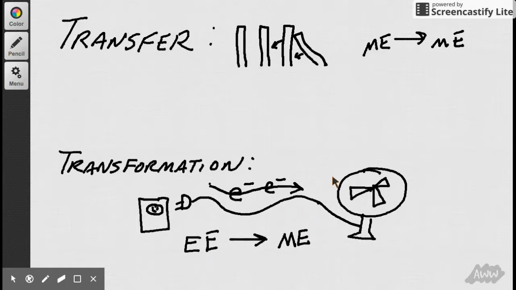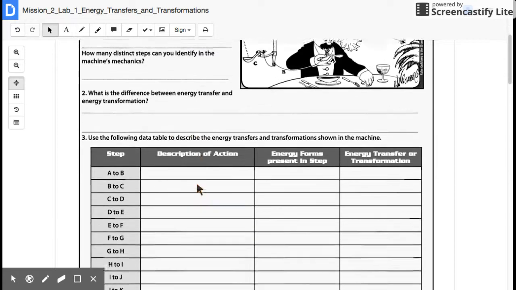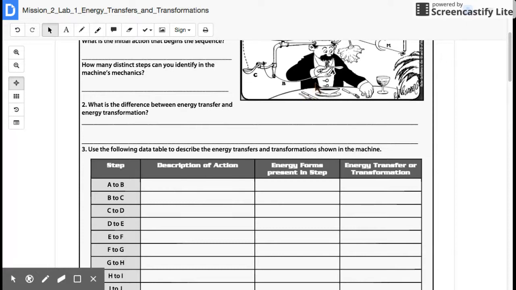So that's the idea between a transfer and a transformation. Now that you have that, you should be able to define this. And that moves us to what we're going to do in these steps. From step A to step B, you're going to write down what the action is. You may have to write small. They didn't give you that much space. The energy forms present in the step, and then is it a transfer or a transformation?